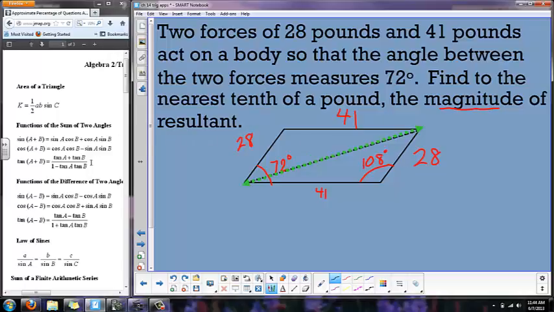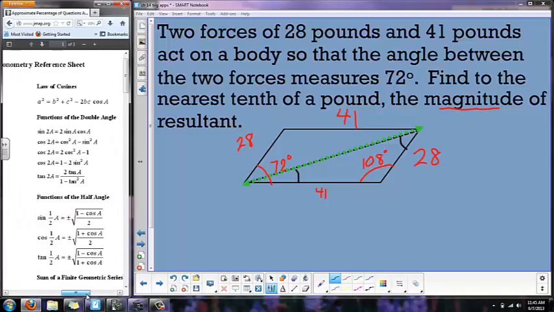So which equation am I going to use? I'm not going to use area of a triangle because I'm not given any information about area. The law of sines, in order to use law of sines, we would need to know what either that angle was or what that angle was, because law of sines uses at least two angles, so that doesn't really make any sense.